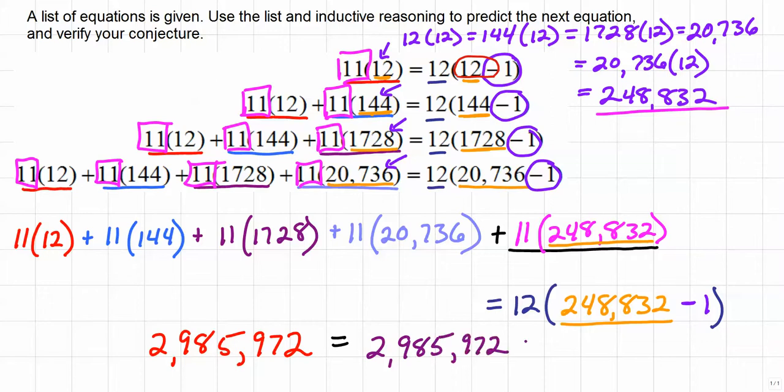2,985,972. So I've had to use inductive reasoning to get from one step to the next step, and I have to look for a pattern that's occurring. And really what gave it away when you first start looking at this is going from the first line to the second line, because it's easy to see that 12 times 12 is 144, because that is a perfect square. And then you have to continue that process.